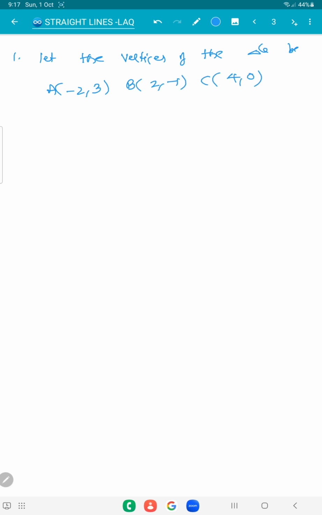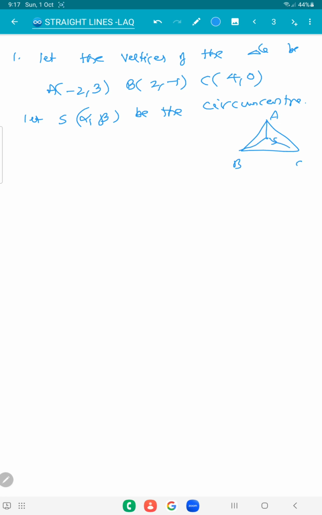First question is circumcenter of the triangle. Let the vertices of the triangle be A(-2, 3), B(2, -1), C(4, 0). Let S(alpha, beta) be the circumcenter of the triangle. Let ABC be the triangle, circumcenter is S.